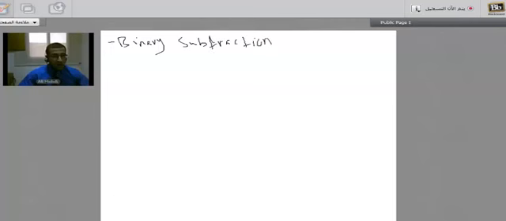Binary subtraction. Right, okay. With the binary subtraction, let's have this number 1 0 1 1 0 1 0 0 1. Right, 1 2 3 4 5 6 7. I'm dealing with a 7-bit number here. Let's have this number, which equals 77 in decimal. Okay, let's subtract this number from it.